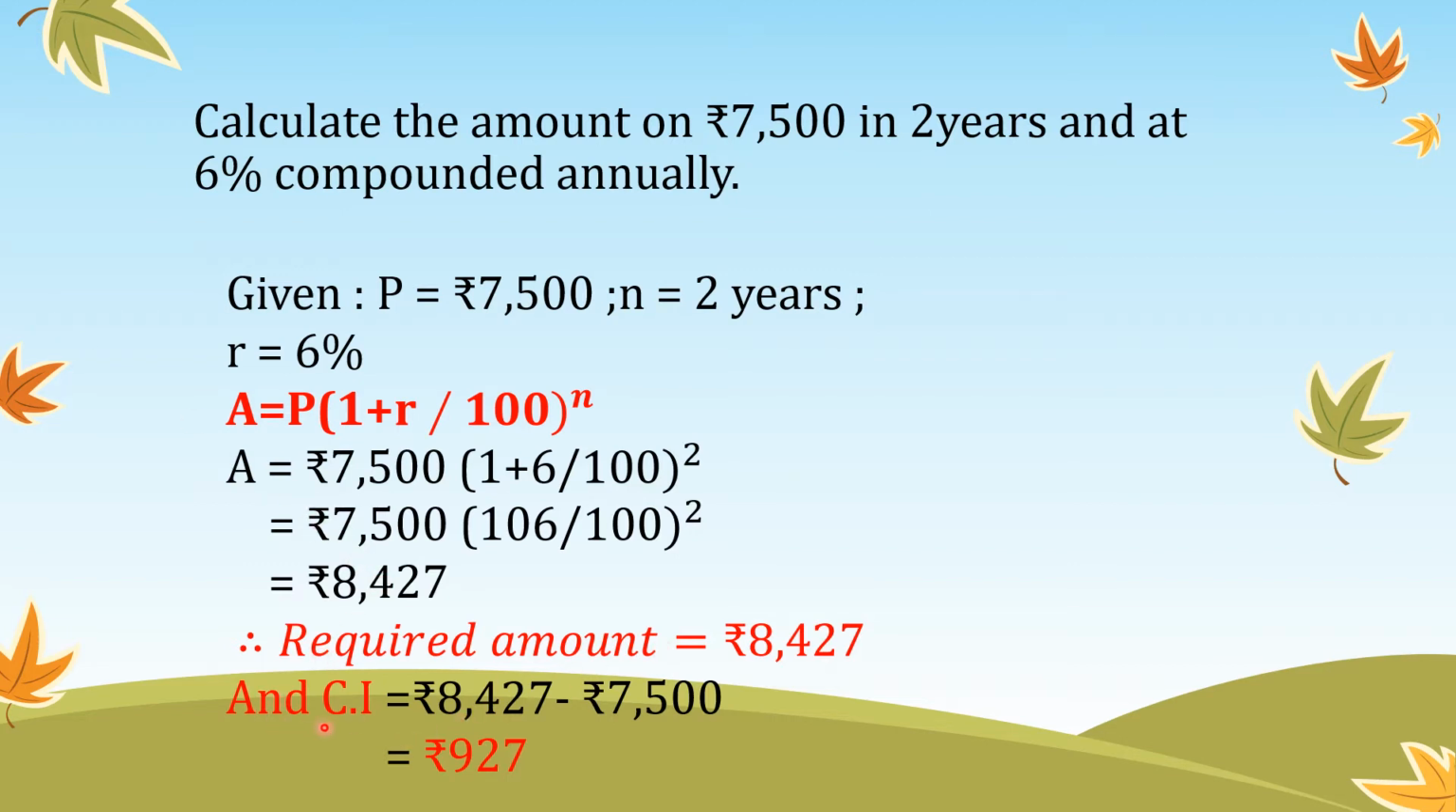And find the compound interest, that is A minus P, that is 8,427 minus 7,500. After calculating, we will get 927. This is the compound interest.